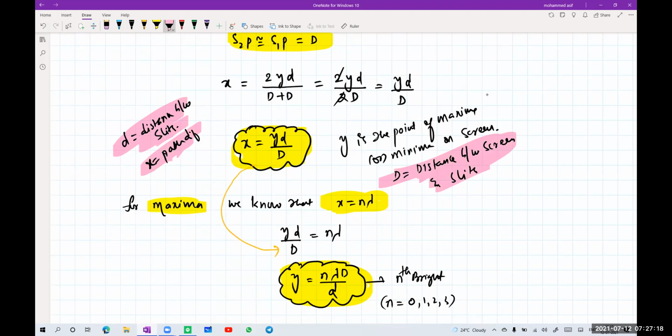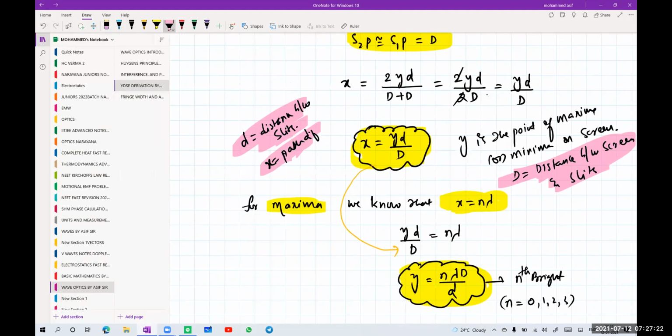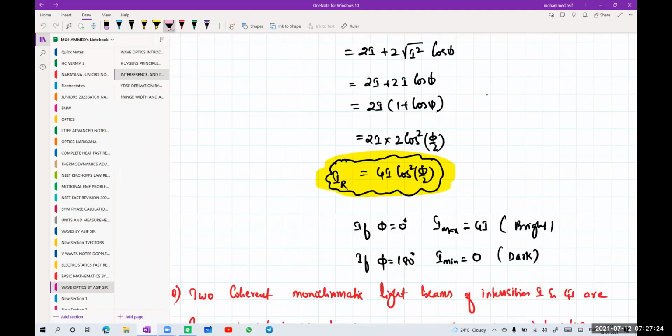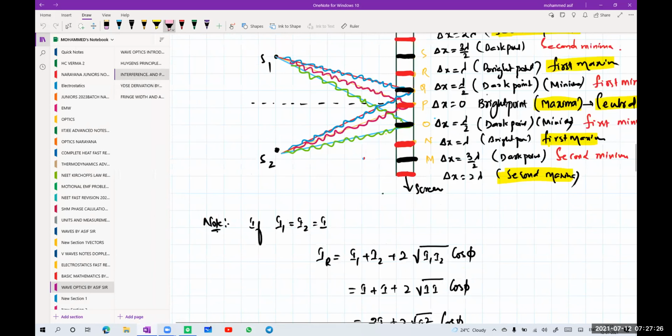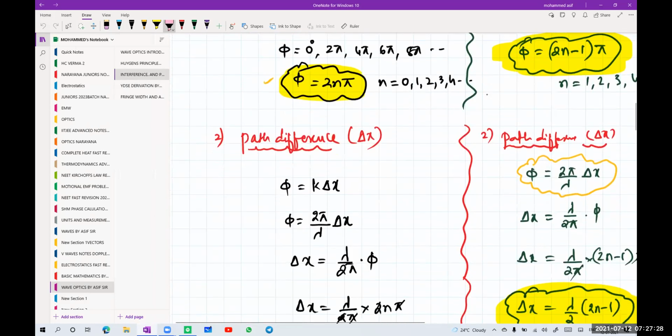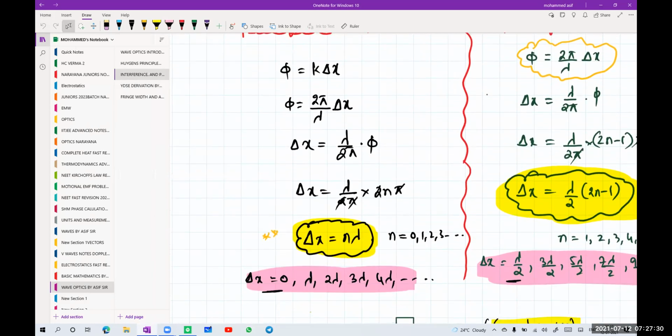Now for maxima, what is the path difference? Can anyone tell me? I'll tell you. Maximum is constructive interference. For constructive interference, the path difference we got is delta x is equal to n lambda. And for destructive interference, the path difference is delta x is equal to lambda by 2, or (2n minus 1) lambda by 2, provided n starts from 1. If I start n from 0, then you can take this as (2n plus 1) lambda by 2 also. No problem in that.